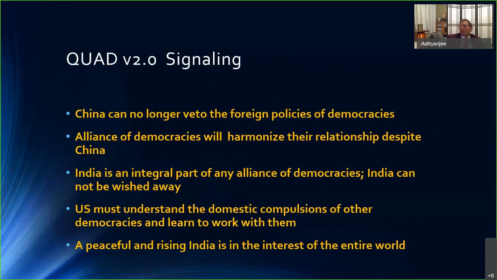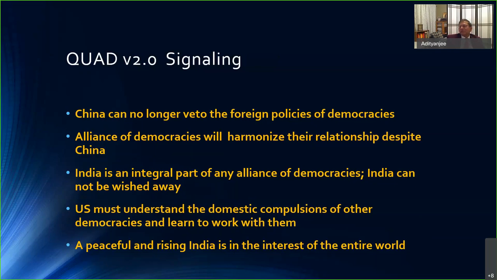So Quad 2.0, what is the signaling going on? The first message is that China can no longer veto the foreign policies of democracies as it did successfully in 2007-2008. Number two message is that Alliance of Democracies will harmonize their relationships despite China's negative reaction. Number three is that India is an integral part of any Alliance of Democracies. India cannot be wished away.